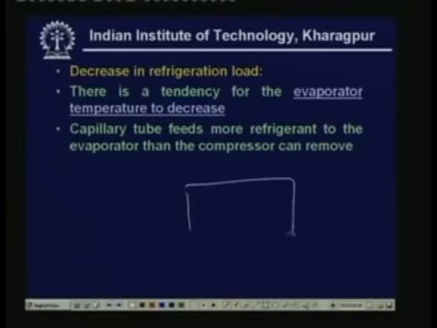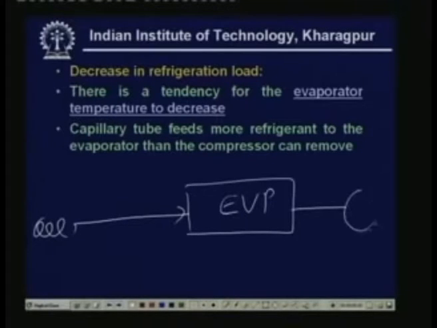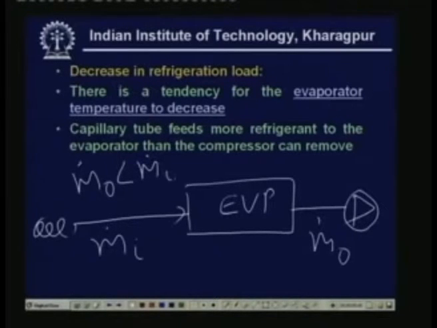Again you have the evaporator here. The capillary tube is here, and you have the compressor on this side. The capillary tube feeds more refrigerant, which means more refrigerant enters and less refrigerant leaves. That means now m dot O is less than m dot I. That means the refrigerant gets accumulated in the evaporator. This effect is exactly opposite to what happens when the load increases.